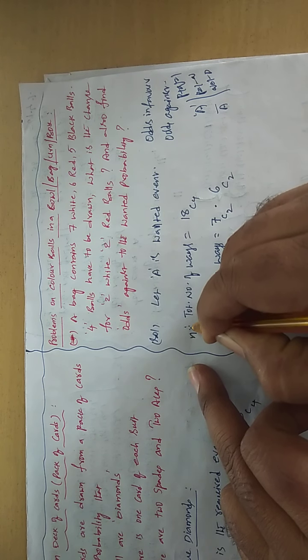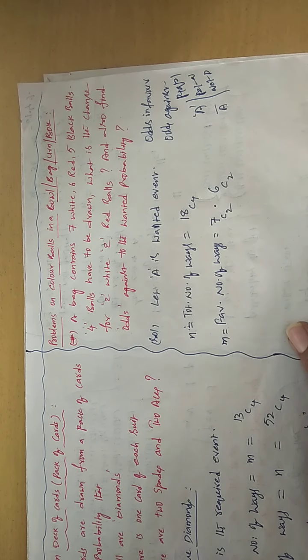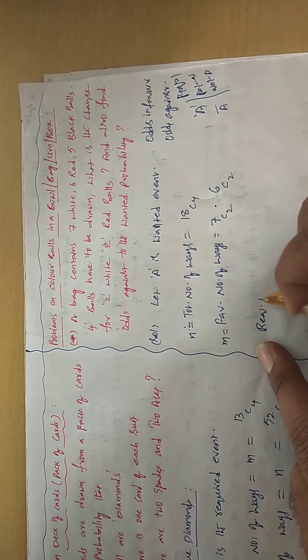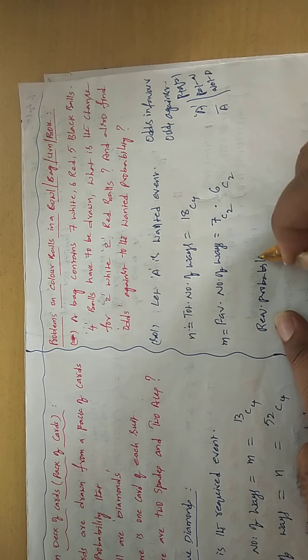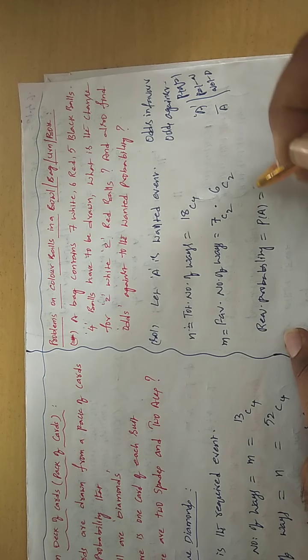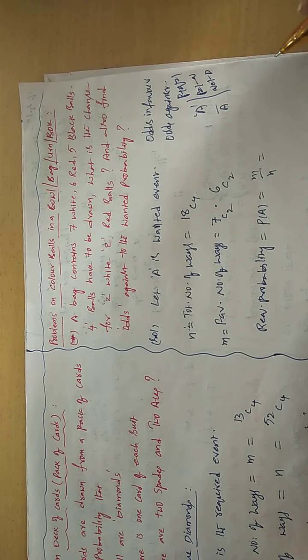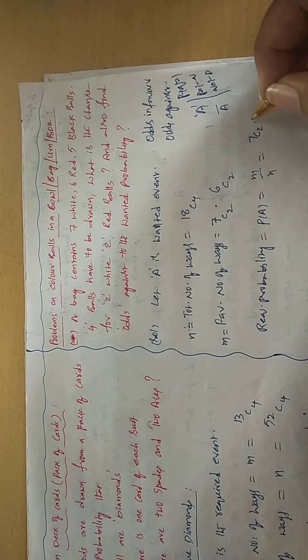Now we got the total number of ways and the favorable number of ways. If you want, I can put here small l and here small m. Then what is the required probability? Therefore, required probability is nothing but the probability of A. So what is that formula? Favorable number of ways by total number of ways. So 7C2 into 6C2 whole divided by 18C4.